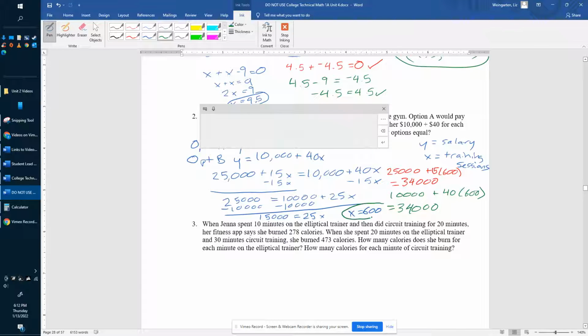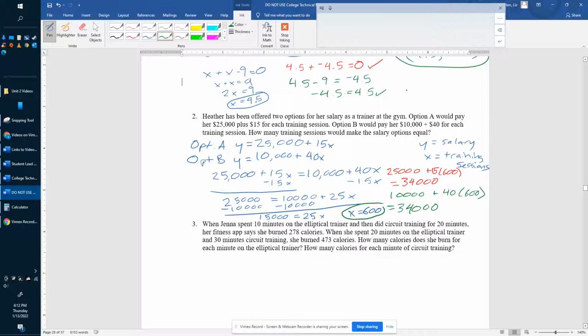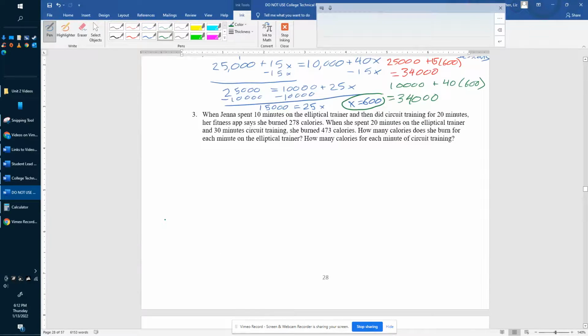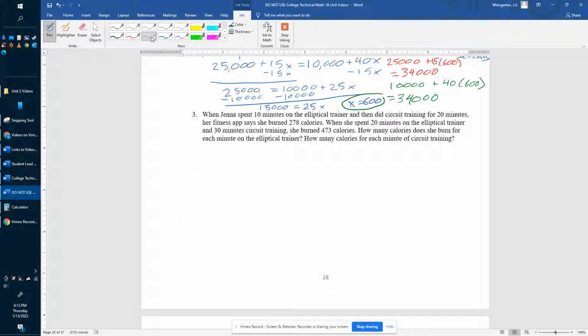So x equals 600 is our answer. As a sentence, that would be, Heather would need to do 600 training sessions for the salary options to be equal. Let's do one more before we pause for a break.